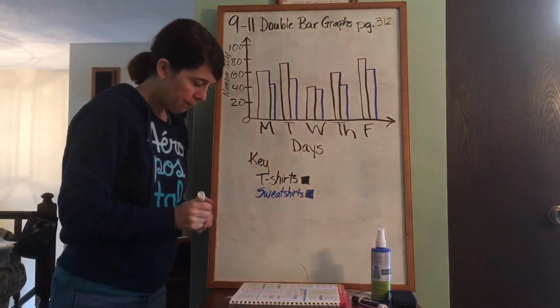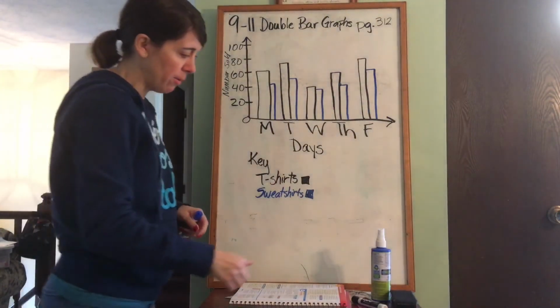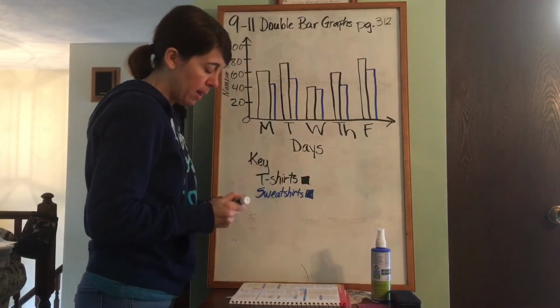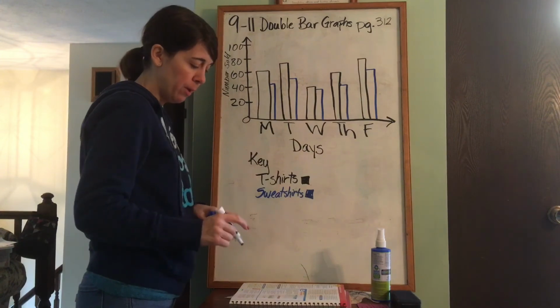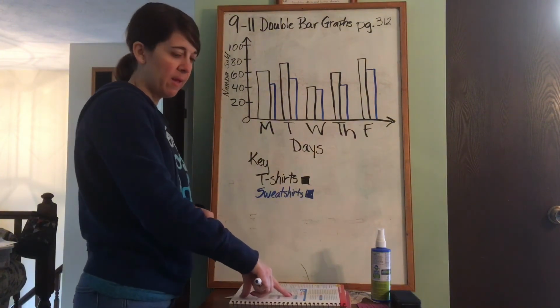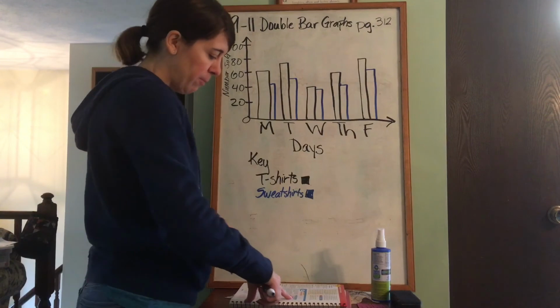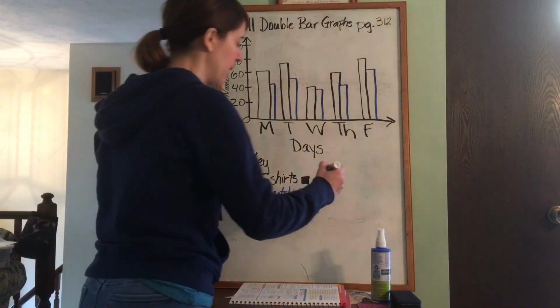Okay, we do need a title for our whole graph then. So we could show the title as the same title that they used for the data at the very top of the page, which is daily shirt sales at Kim's.